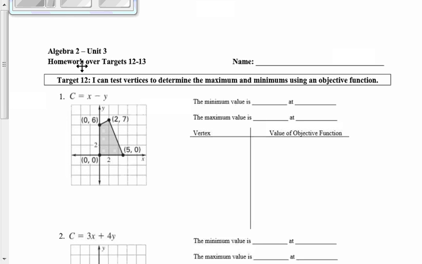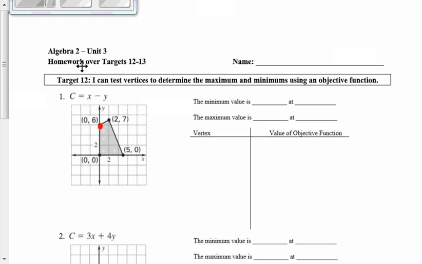Here's your homework over targets 12 and 13. So remember on target 12, we are just testing the vertices of the given feasible region. We don't have to come up with the feasible region here. So starting with number 1, you can see your objective function at the top. And then remember, we're going to use these vertices.